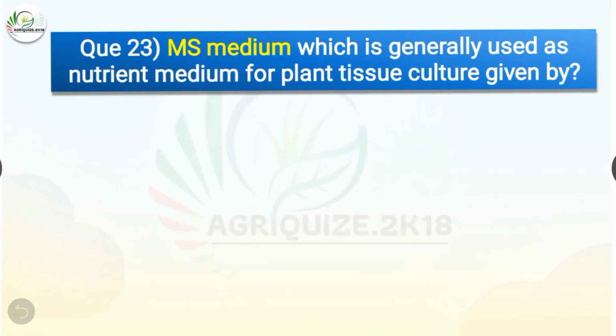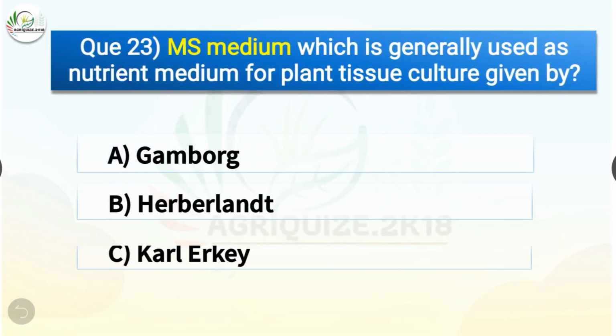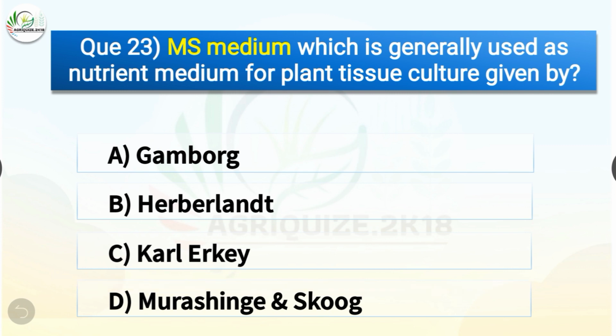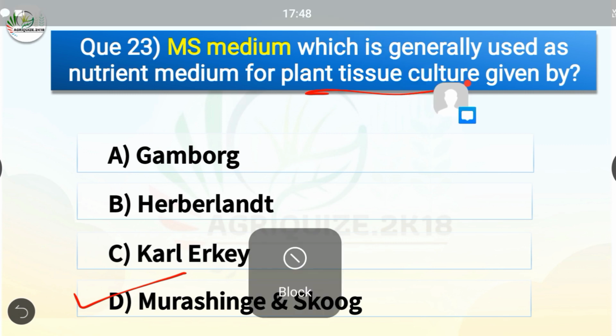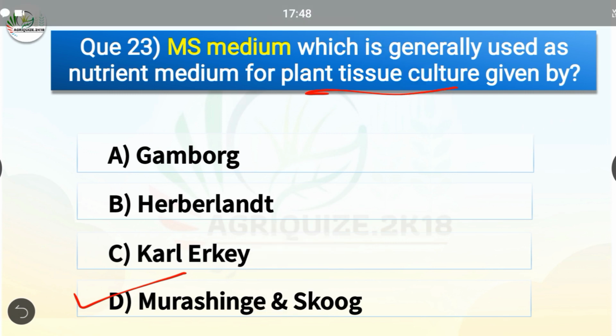Question number 23. MS medium, which is generally used as nutrient medium for plant tissue culture, was given by. The options are Gamborg, Herbertland, Carl Erke, or Murashige and Skoog. The correct answer is option D, Murashige and Skoog. So MS medium, which is generally used as a nutrient medium for plant tissue culture, was given by Murashige and Skoog.